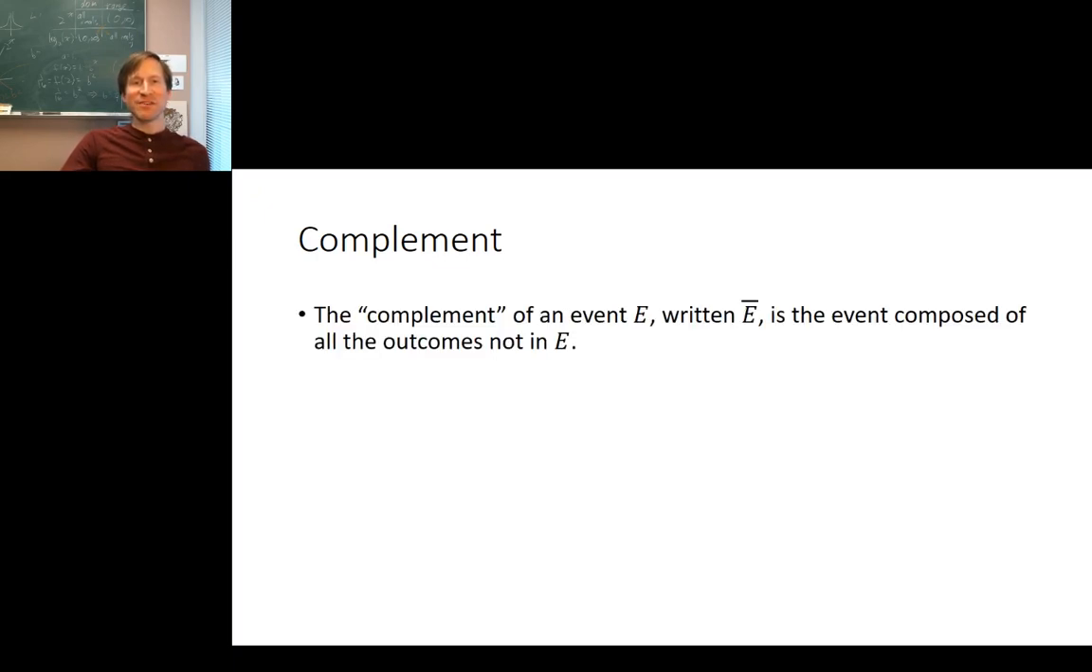The complement of an event, which is written E bar, E with a little bar over the top, is just the event composed of all of the outcomes not in E itself. So you can think of E bar as being just the event not E, or the event that E does not happen.